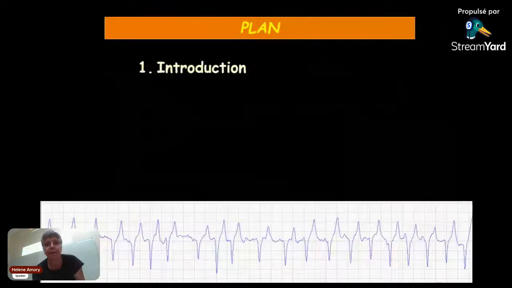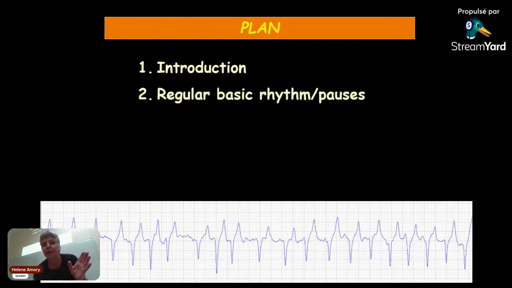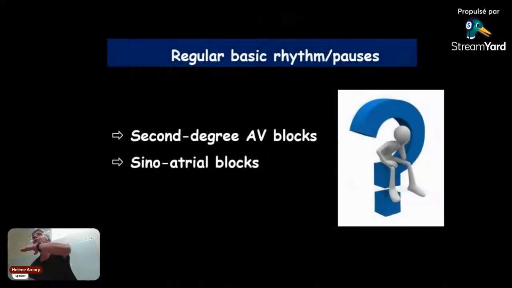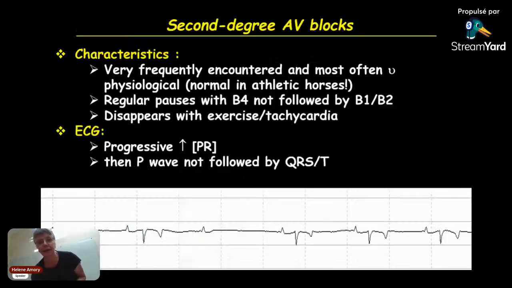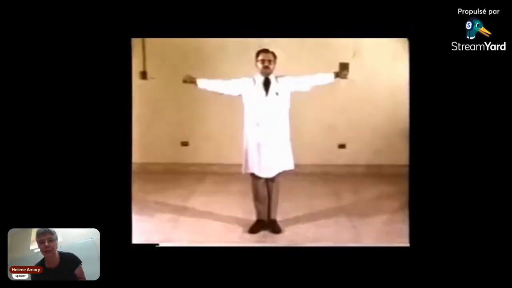If you have a regular basic rhythm and sometimes a missing beat, it can be second degree atrioventricular blocks, that you all know, very frequent in horses, or sinoatrial blocks that are always physiological, okay? I'm not going to develop everything.